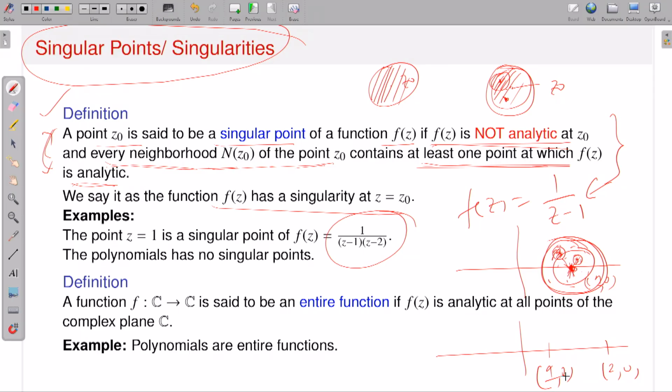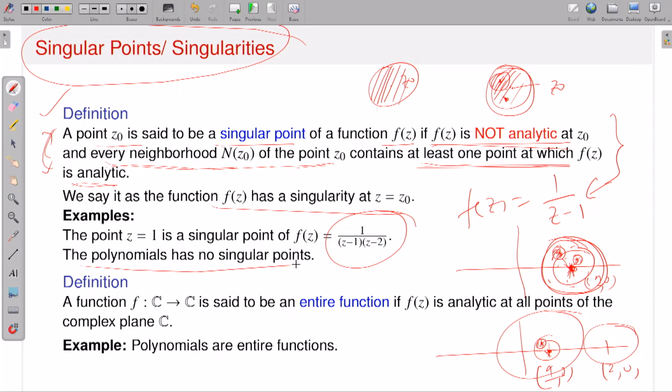Again you can do the same argument, because whatever neighborhood I take, at least one point inside that neighborhood is where my function is not differentiable. So at the point 1 my function is not analytic, and if I remove this point, you have another point where at each point in that neighborhood my function is differentiable. That means I have the existence of at least one analytic point near the point 1. So this one point is a singular point, and similarly you can go for 2. So this is the example of singular points.